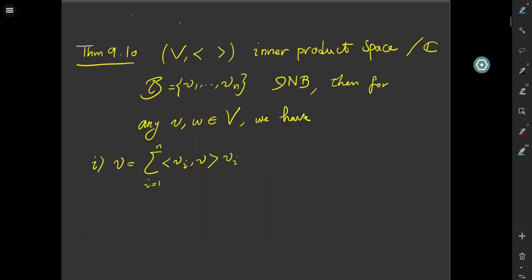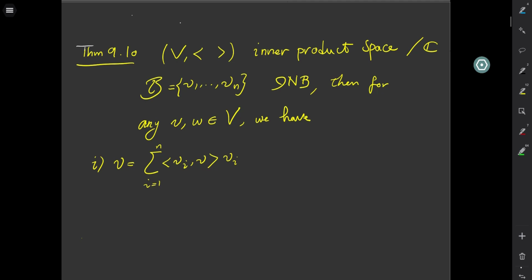So the first thing we want to discuss in this session is theorem 9.10. We explained the theorem a bit, and we didn't prove it. Well, we basically proved the first part, but only for two vectors v1 and v2. Let's see what it says. So we have an inner product space over C. We have one basis, which is an orthonormal basis. We are saying that for any two vectors v and w, we have the following properties.